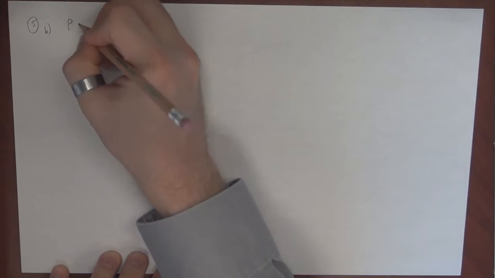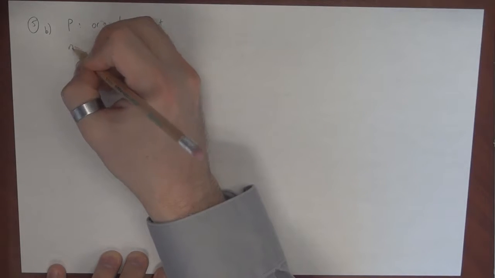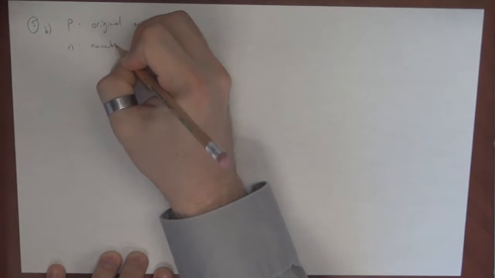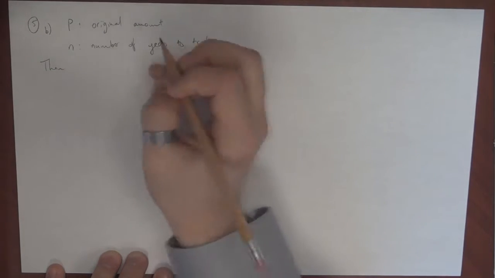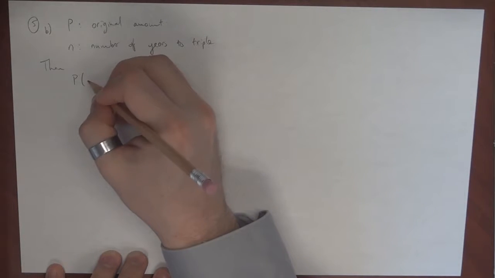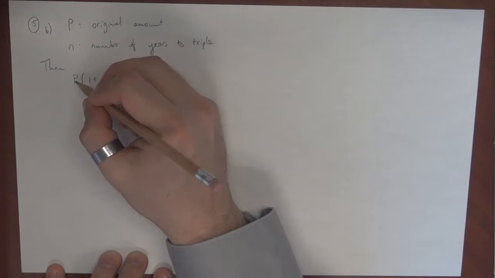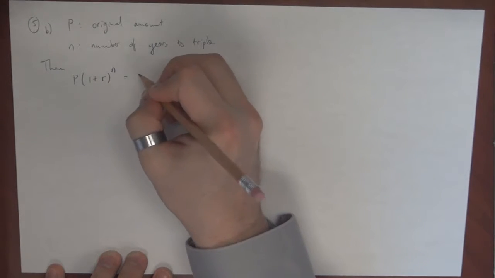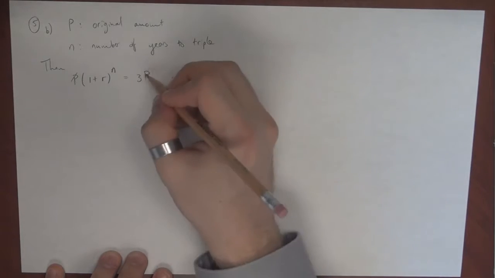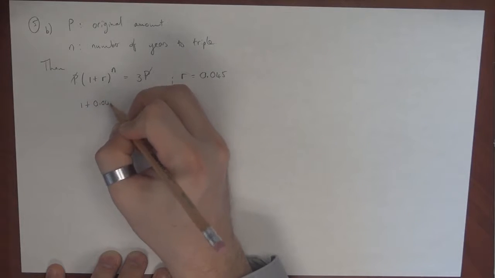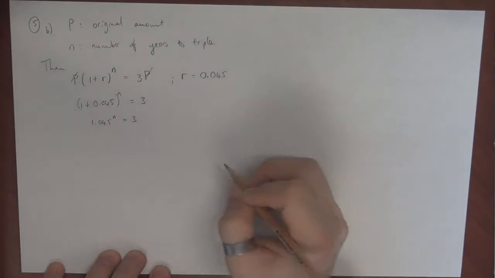So I'm still saying P is my original amount, and N represents the number of years it would take to triple my original investment. Now I have compound interest, so I take P times 1 plus my interest rate to the power of N, and that has to equal 3 times P. And R is, of course, my annual interest rate of 0.045. So you see the P's cancel again, and I have 1 plus 0.045 to the power of N equals 3, or 1.045 to the N equals 3.